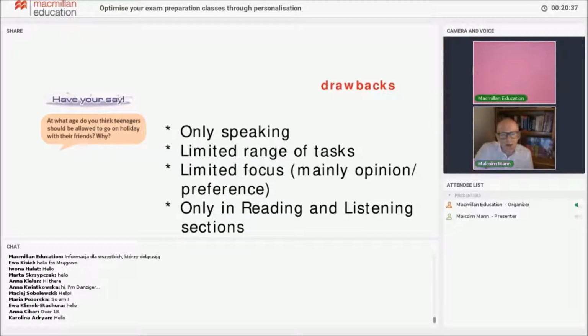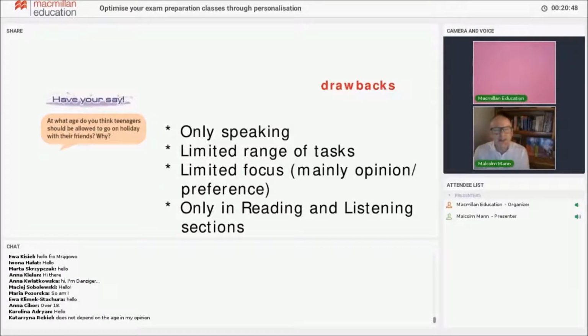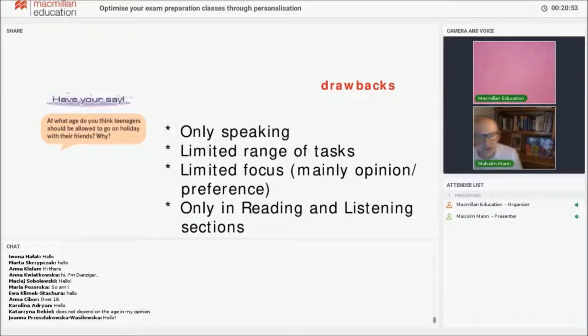But there were some drawbacks as well. One of the drawbacks was it was only speaking. That was all that we were encouraging the students to do, was just talk. There was no writing, for example. There was a very limited range of tasks, a bit like this one here, just a question and then why. A very limited focus, usually focusing on giving opinion or expressing preference. And they were only in the reading and the listening sections. They weren't, for example, in the grammar or the vocabulary sections of the course, or use of English of the course book.